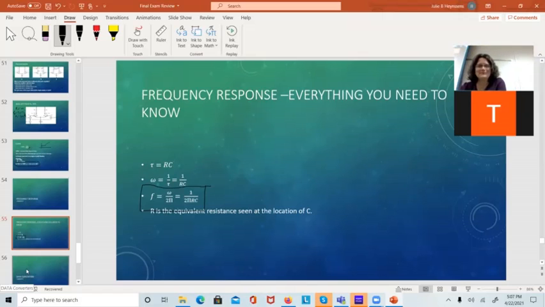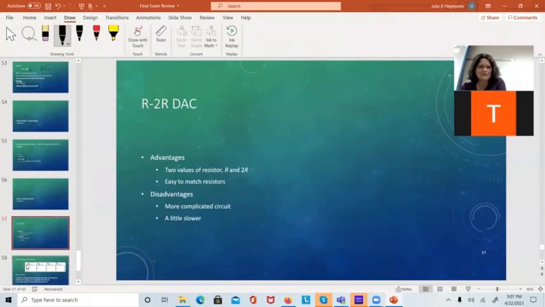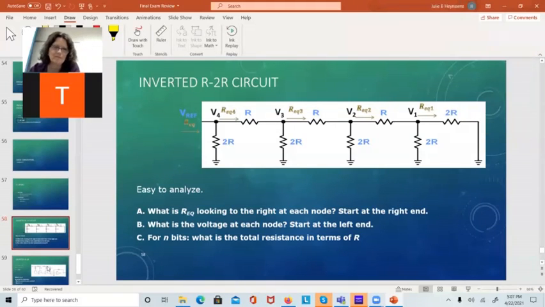Yes, there is a data converter problem. I'll give you a hint. It has something to do with an R2R DAC. This will get to me too when I'm grading it. I'll forgive you after I get done grading it, but I'll be mad at you while I'm grading it, or I'll be frustrated. I won't know whose paper I'm grading. That will be helpful.